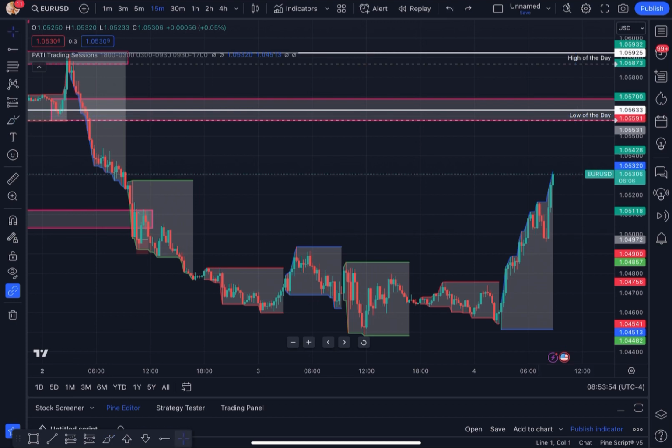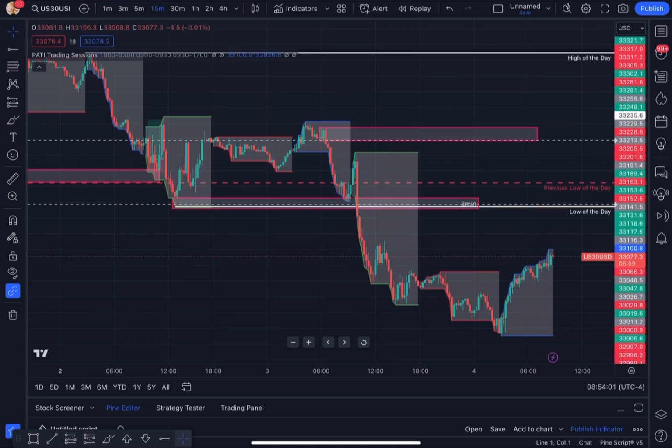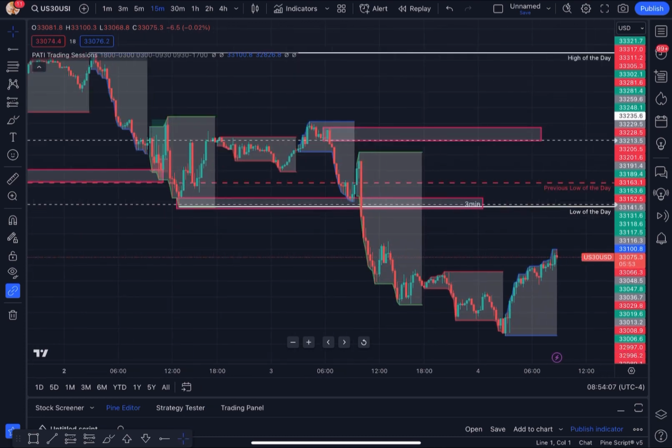Now we're about to go over to US 30. Let's go. All right, US 30, basically what I explained in the last video. If you see the London session right here, this is the area that I had highlighted, the area that I had found interesting. Price came close to it, but it ended up dropping. It did nothing but sell that whole time.